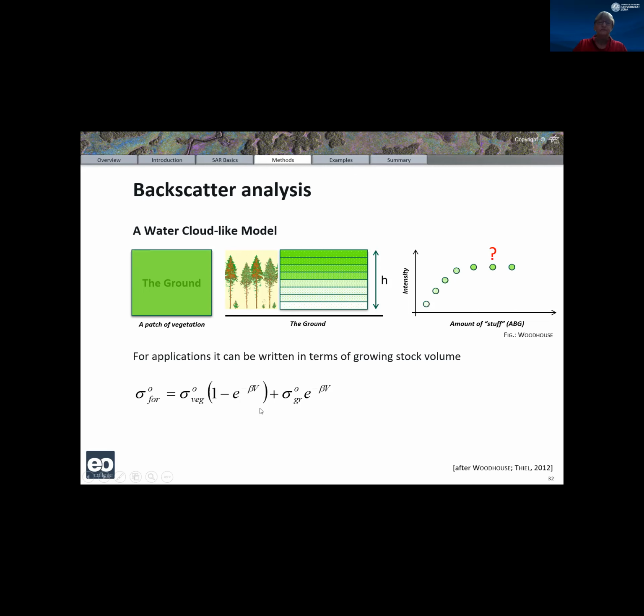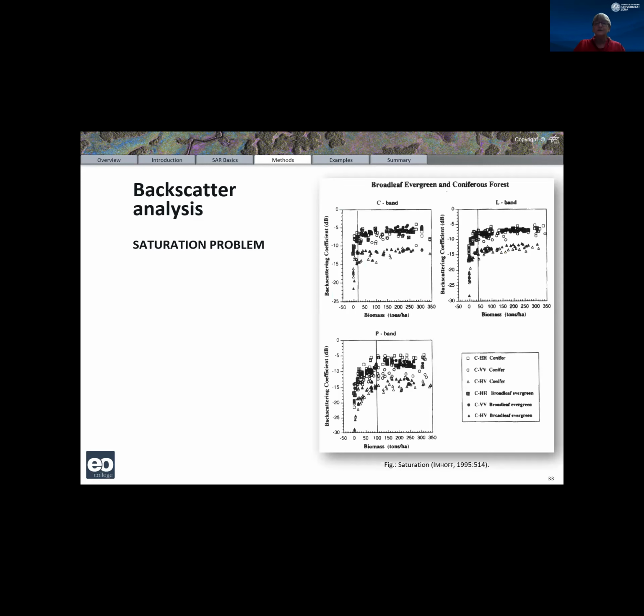Here's a similar thing, but now we have the transmissivity term in an exponential function. So these are now the three unknowns. What is the sigma naught from vegetation? What's the forest transmissivity coefficient? And what's the sigma naught from the ground? But this can be trained now if we have the respective in situ data. And that is what has been done then in various projects.